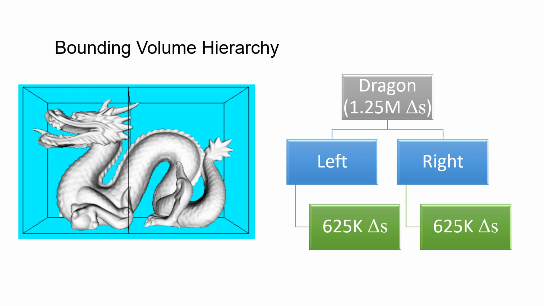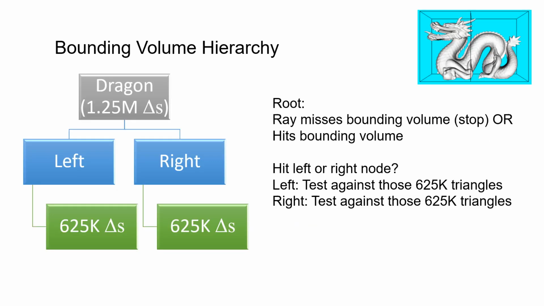So now when we come to ray trace, we will trace the ray against the top node in the bounding volume hierarchy. And only if we hit it, we will then test the left and the right nodes. And then we will go on to test against the appropriate triangles.